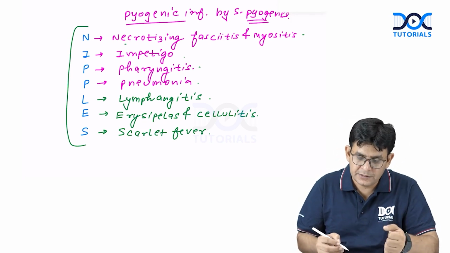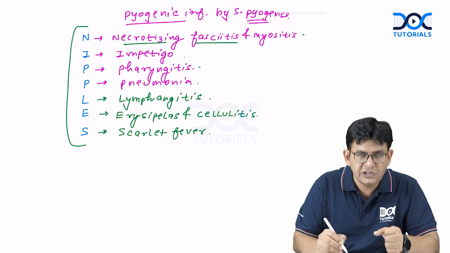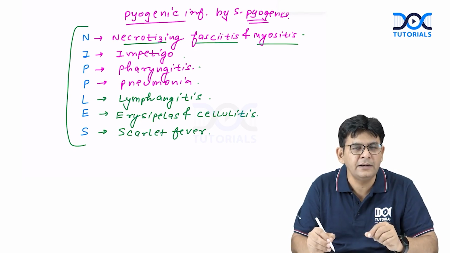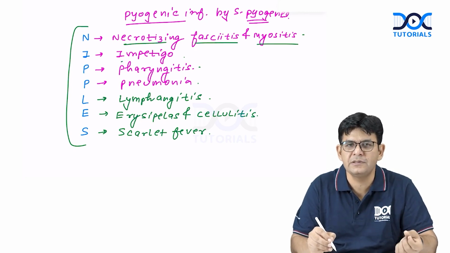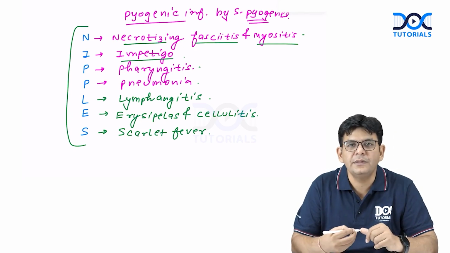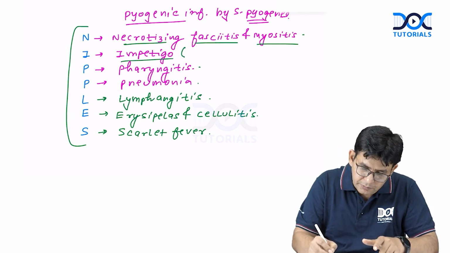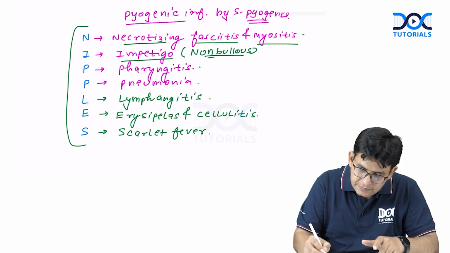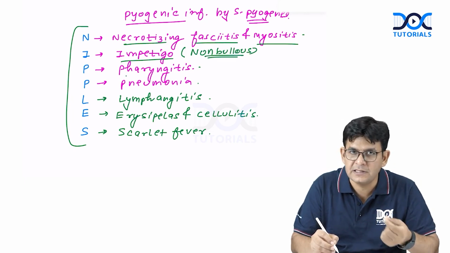And what is there in the NIPPLES? Necrotizing fasciitis, flesh-eating bacteria, we have just talked about. Along with that, sometimes it can cause what? Myositis, muscle inflammation. Then impetigo. Which impetigo? Non-bullous impetigo, because bullous impetigo is done by staph.